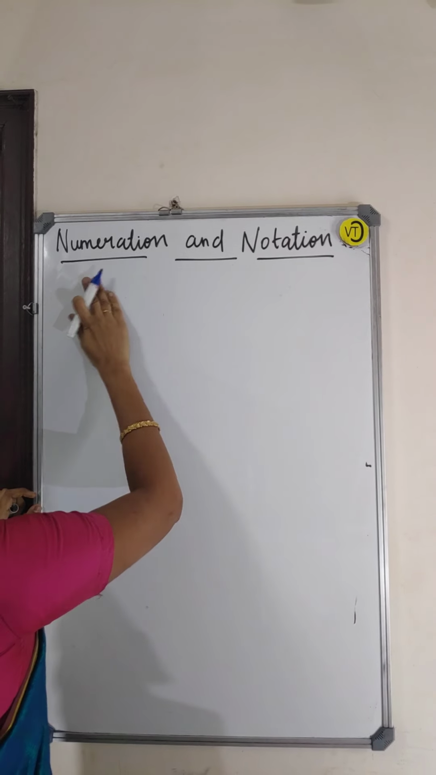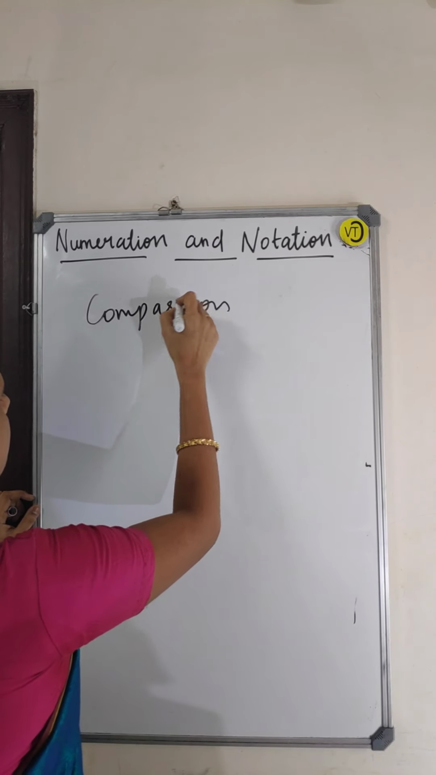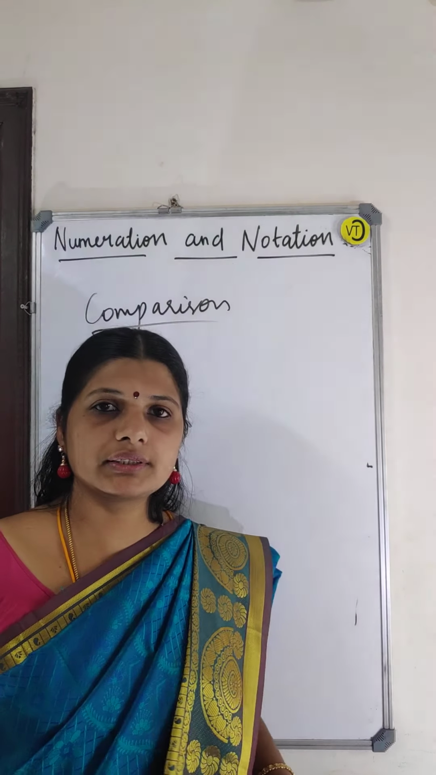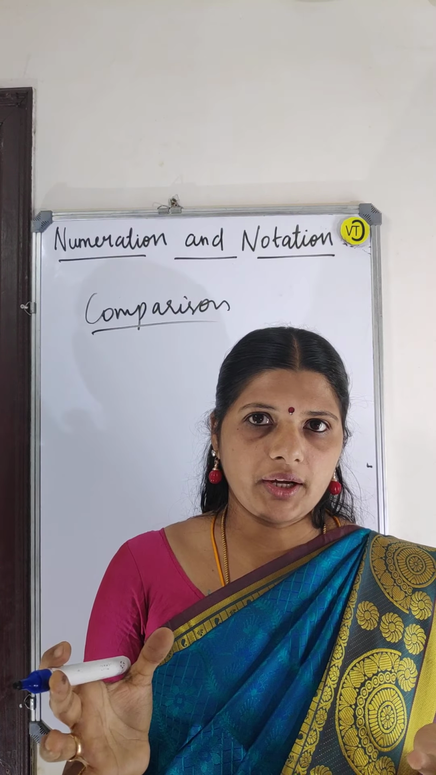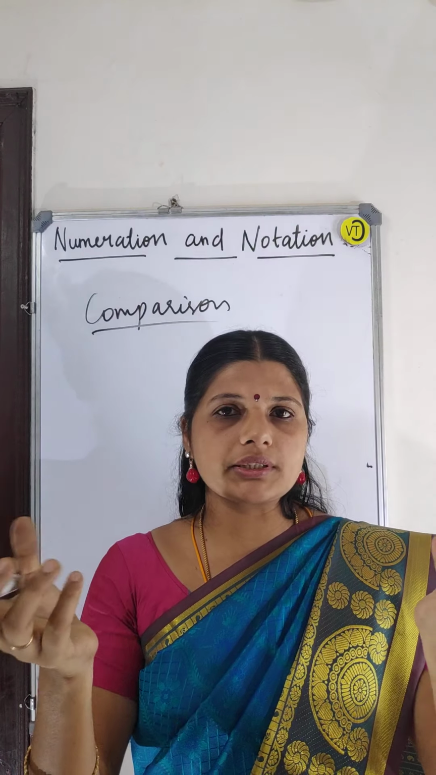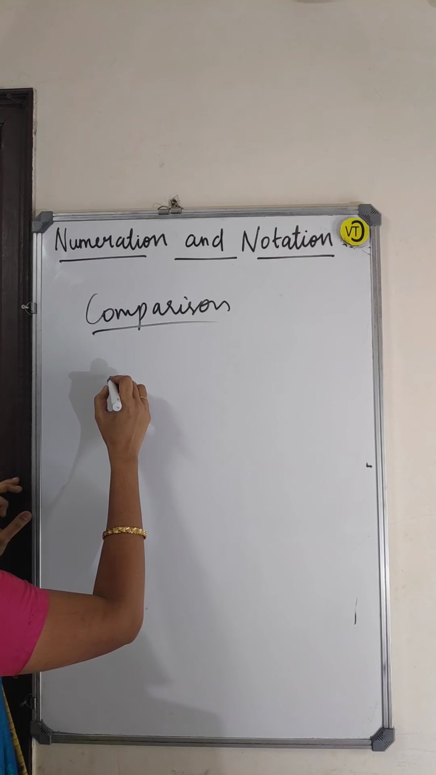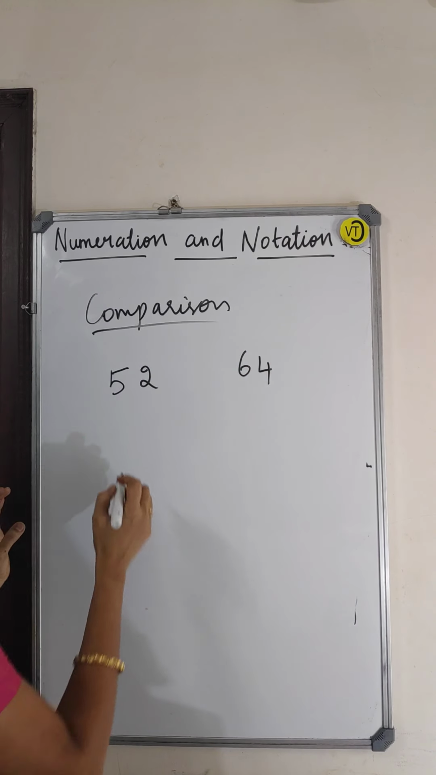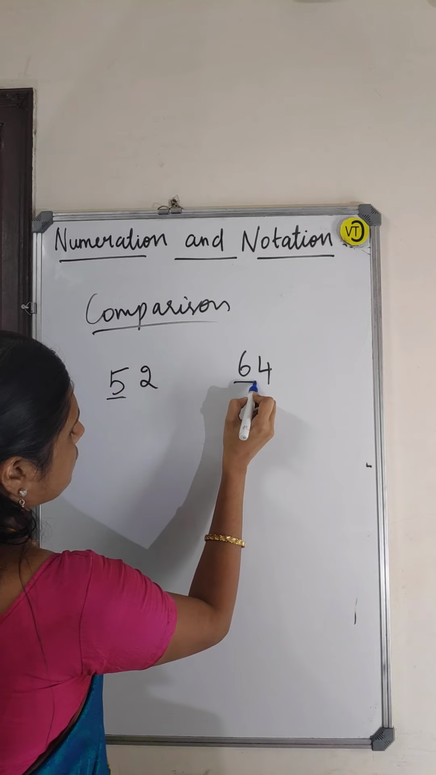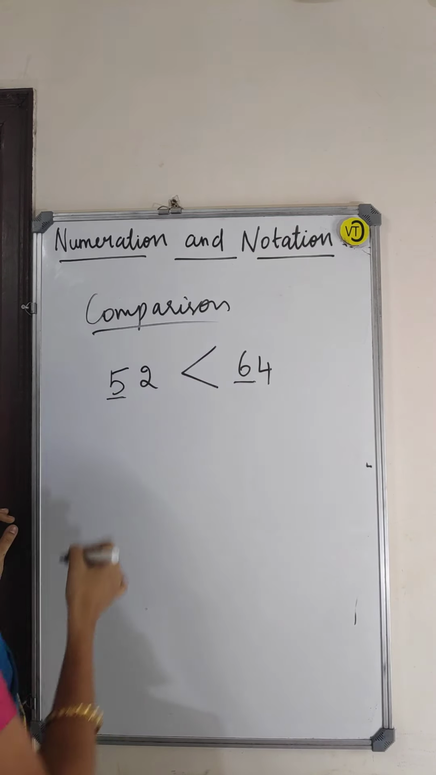Next will be comparison. Comparison means you have to compare the numbers. They will give you two numbers, and you have to compare them. Now 52 and 64. How do you do it? You check the first number. 5 or 6, which is the bigger number here? This is the bigger number.